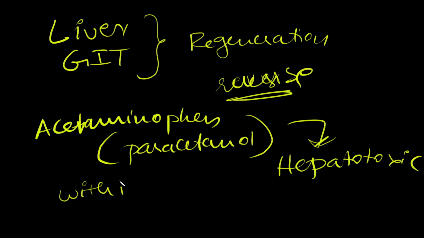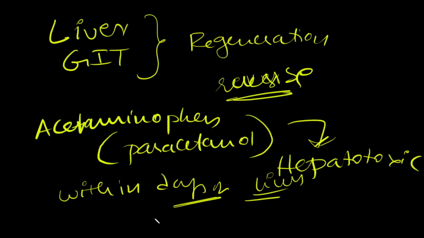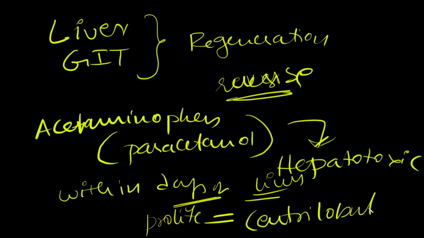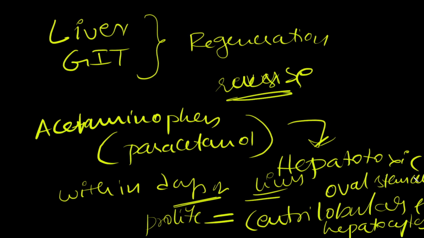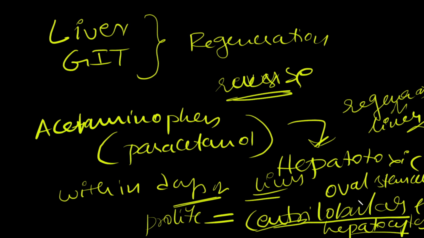Within days of the liver damage, the liver can proliferate the remaining centrilobular hepatocytes and oval stem cells, leading to regeneration of the liver. So it can proliferate centrilobular hepatocytes and differentiate oval stem cells. That is one example of how regeneration and reversing of toxicity can occur in the liver.